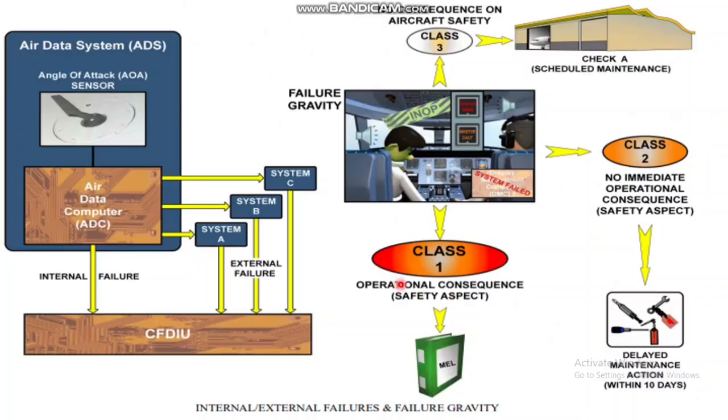So as I told, class 1 has operational consequences, class 2 has no immediate effect and you can release under the MEL. Class 3 will go for scheduled maintenance, A-check, C-check. So these are all the systems.